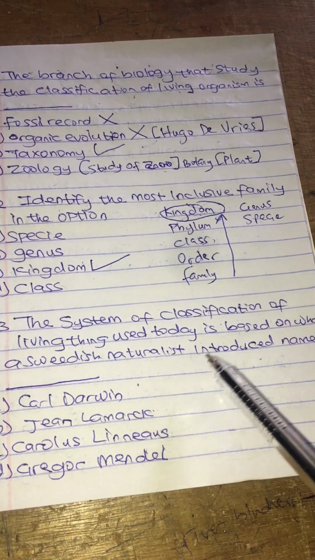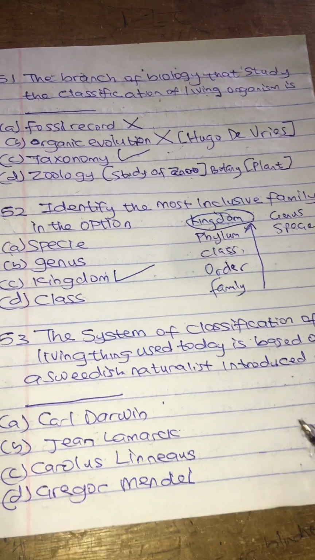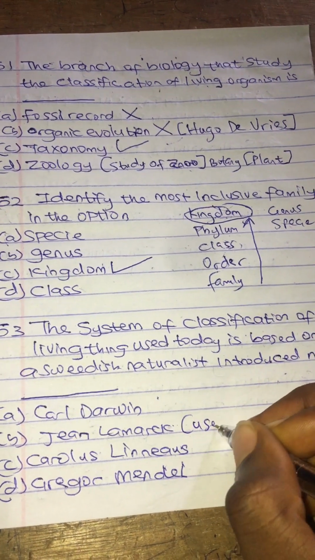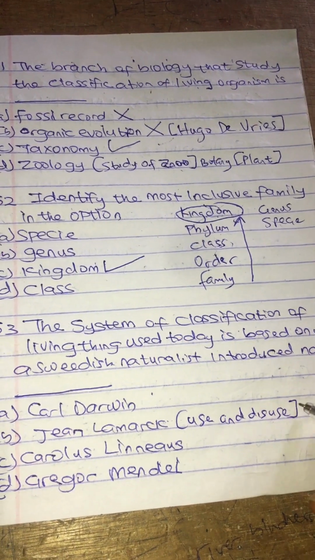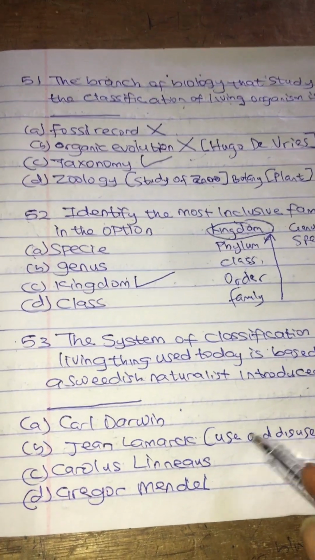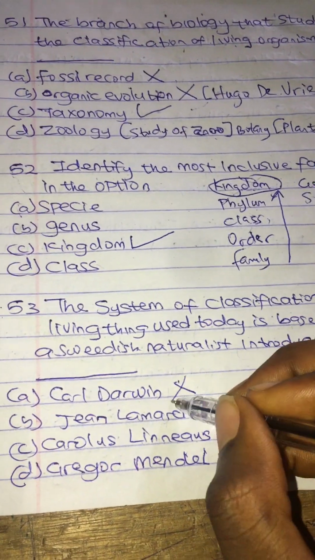While Jean Lamarck, we all know what Jean Lamarck says. Jean Lamarck talks about use and disuse, and how traits are acquired. That's what Jean Lamarck talks about, which is out. The correct answer is Carolus Linnaeus. Gregor Mendel is also out and Carl Darwin is also out.